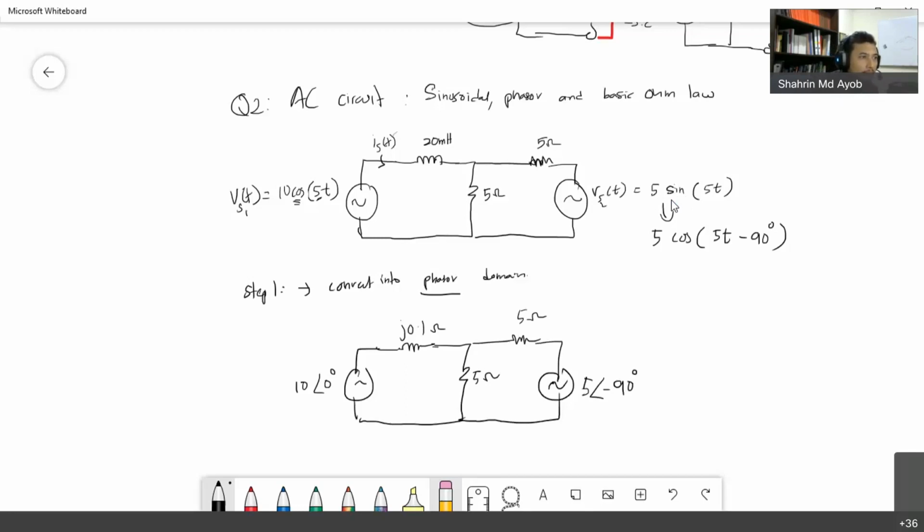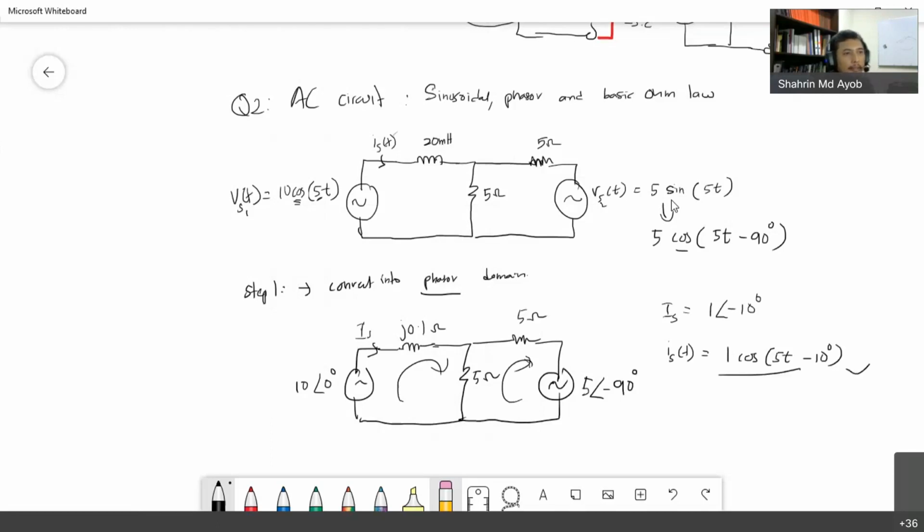Then your final answer, for example, this one is your IS. So for example, maybe your IS after the calculation using mesh analysis or nodal analysis, you got 1 angle -10, for example. So you need to convert back into time domain. So your IS(t) is 1. Since you are using cos, your final answer must be in cos function, 5t minus 10 degrees. So this is your final answer.